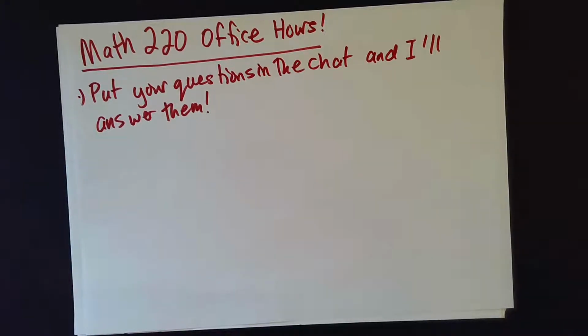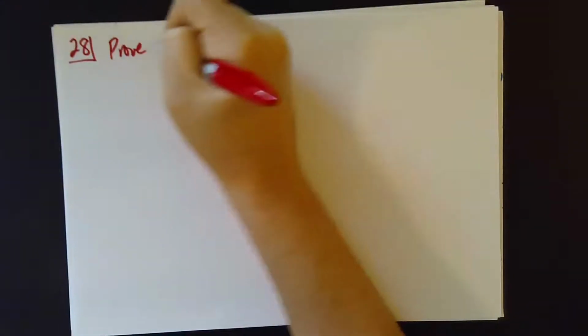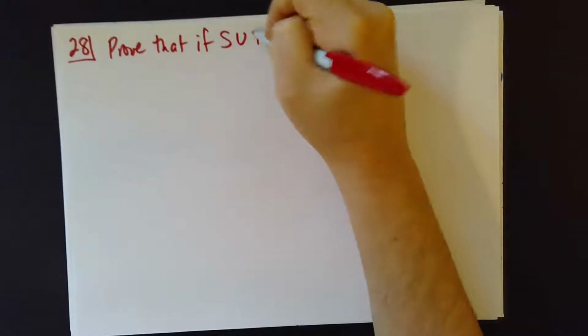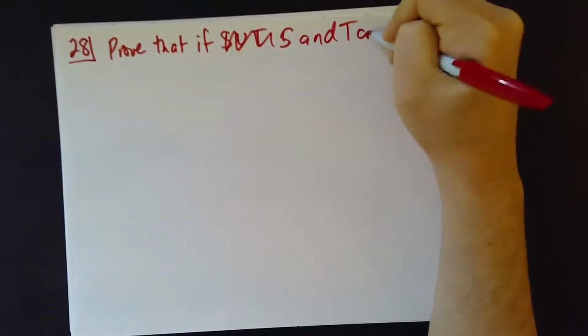Okay, so let me sketch out what this is asking for. 28 is saying prove that if S and T are shifty, so is S union T.